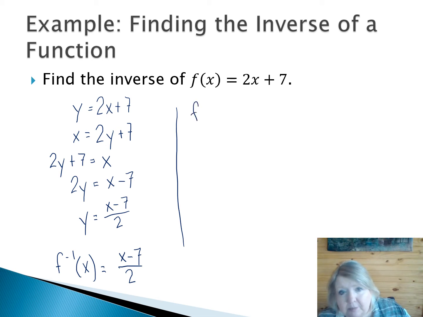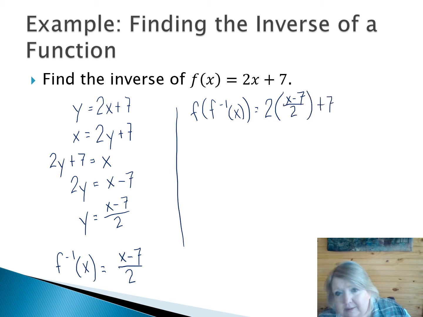So I'm going to start off by finding f of f inverse. That means I'm going to substitute f inverse in for x. So this is going to be 2 times x plus 7 over 2, minus 7. The 2's cancel, leaving x plus 7 minus 7, which is x. That means I'm halfway there because that x is what I was looking for.